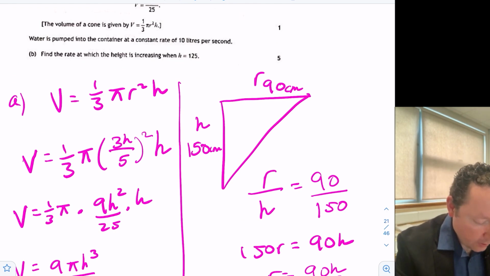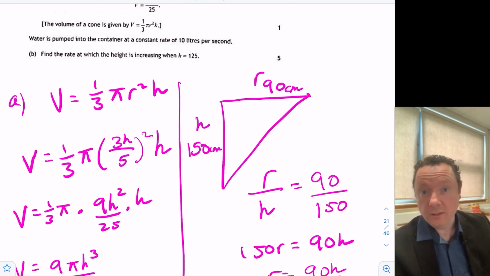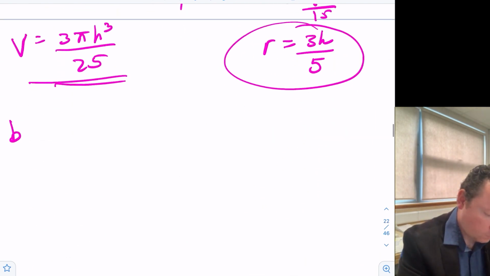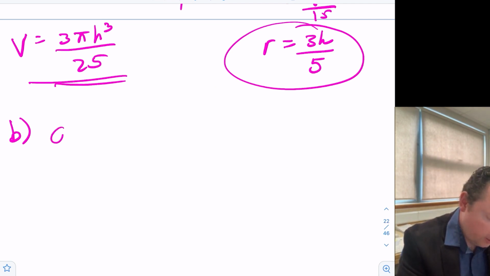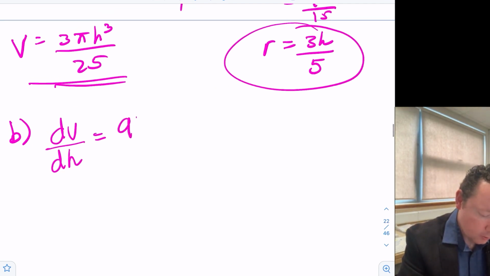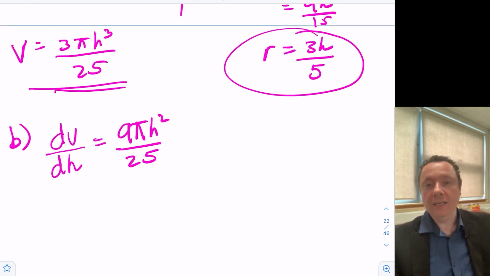Part B says, find the rate at which the height is increasing when the height h is 125. Find the rate, so we're differentiating to find the rate of change. So for part B, we're starting off with our equation here, and we can differentiate it with respect to h. So dV by dh is equal to, well, 3 3s are 9, so 9 pi h squared over 25. To find the rate at which the height is increasing when h is 125, we want dh by dt.